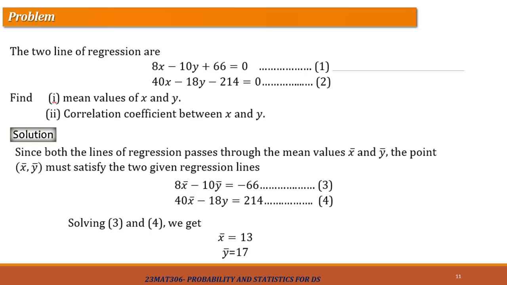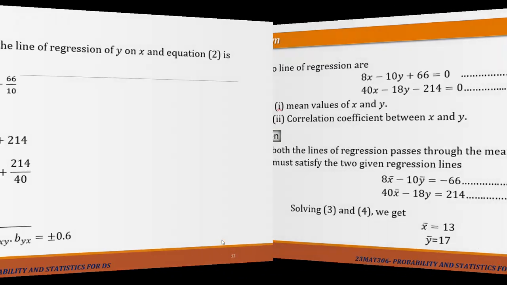This is the problem. Here, the two regression line equations are given. We have to find the mean values of x and y, that is x bar and y bar, and the correlation coefficient. What we have to do is replace x and y with x bar and y bar, and solving these two equations, we get the average mean values.